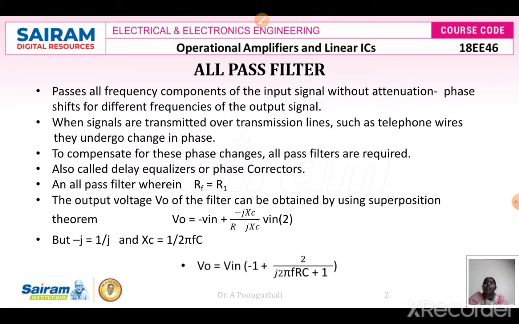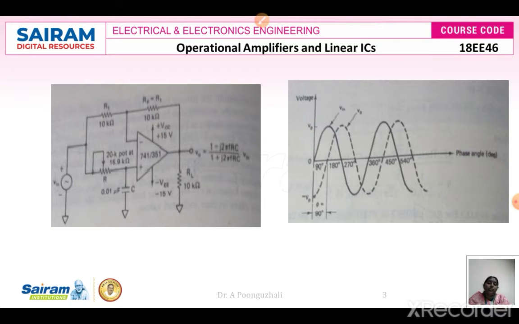So here we are going to design an all pass filter where RF is equivalent to R in. Now we have to find out what is going to be the output voltage of the filter. The output voltage of the filter can be obtained by using the superposition theorem.